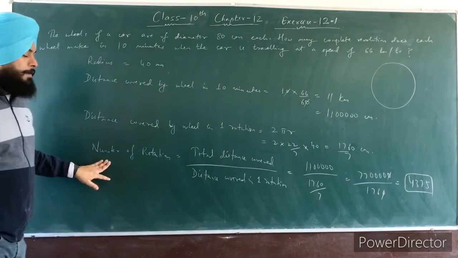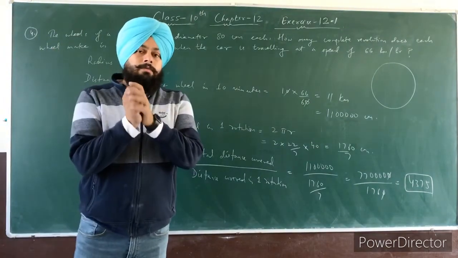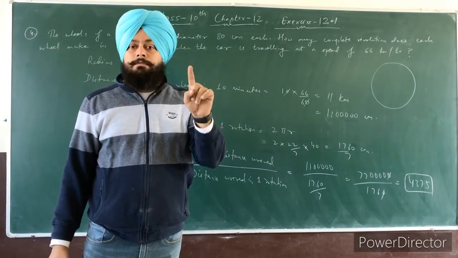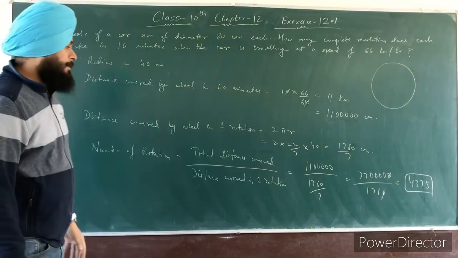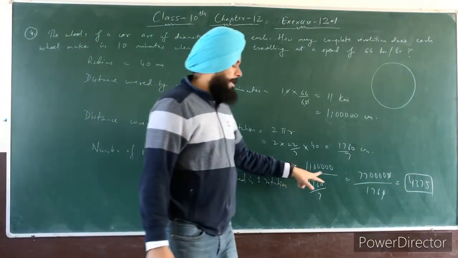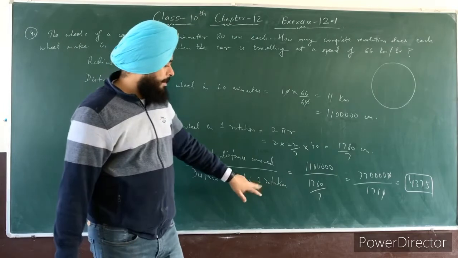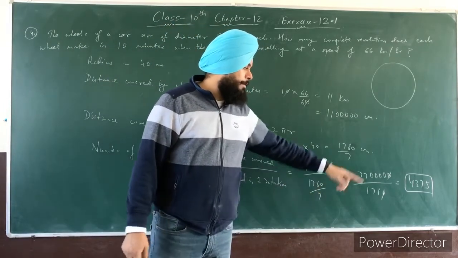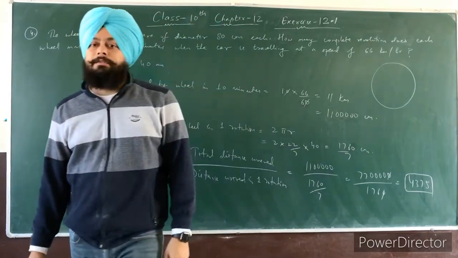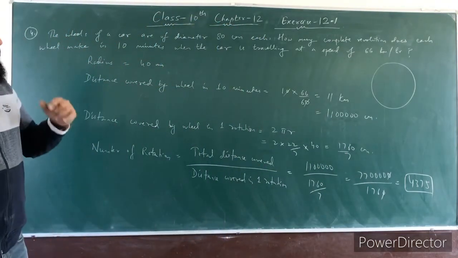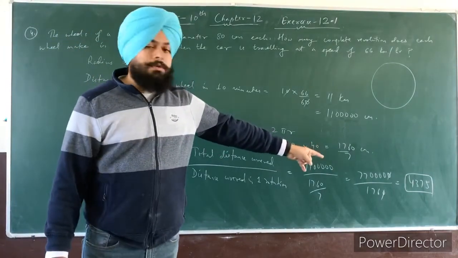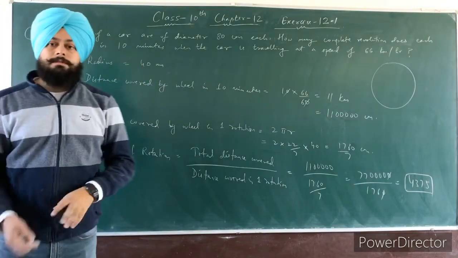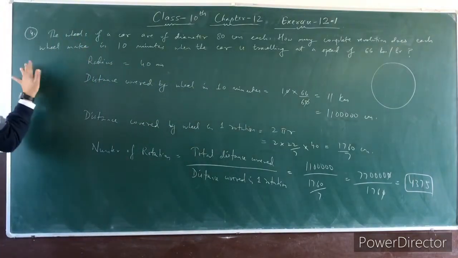Now we have to find the number of rotations. So how we will find it? Total distance upon distance covered in one rotation. We will get the number of rotations of that wheel. So the total distance is 11 lakh and the distance covered in one rotation is 1760 by 7. So on solving this numerical value, we will get 4375. It means we'll cover 4375 rotations in 10 minutes. Okay, children. So this is your question number 4.